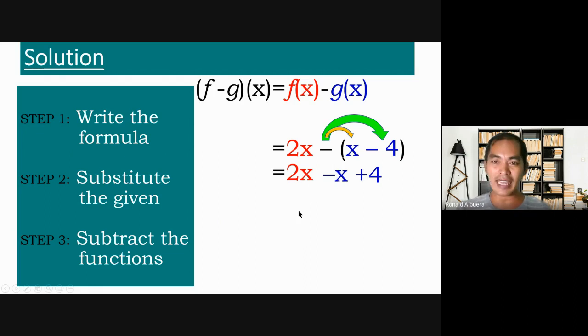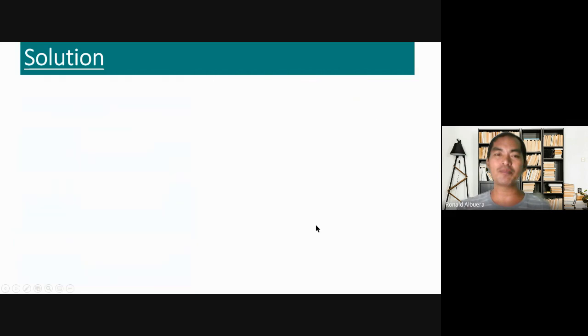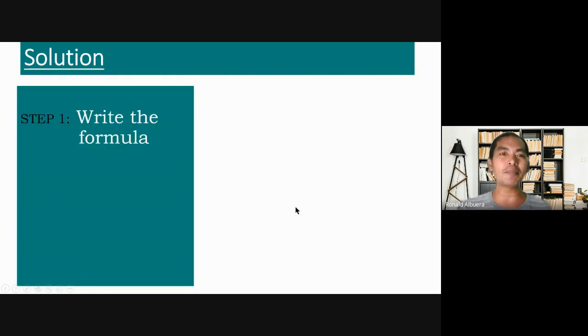2x minus x is positive x, and then we copy 4. Bakit minus ang operation dito? Because in addition, adding unlike sign, we are going to subtract. So 2 minus 1 is 1, and we copy the sign of 2 because 2 is bigger than 1. And that is the difference of f and g, which is x plus 4. So another example.